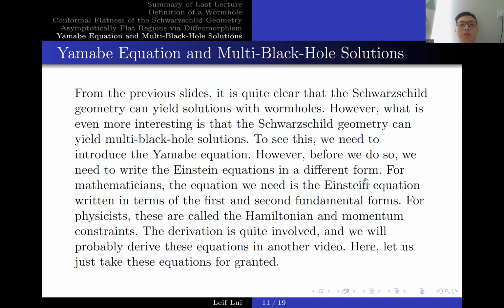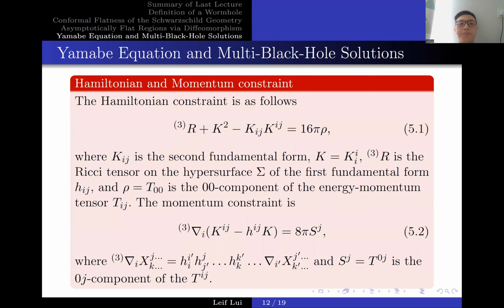However, before we do so, we need to write the Einstein equations in a different form. For mathematicians, the equation we need is the Einstein equation written in terms of the first and second fundamental forms. For physicists, these equations are called the Hamiltonian and the momentum constraint. The derivation for these equations is quite involved, and I will probably do it in another video because it will take up a lot of time, and I guess it's not super important in this case. We just need to know what they are. So here, let us just take these equations for granted.